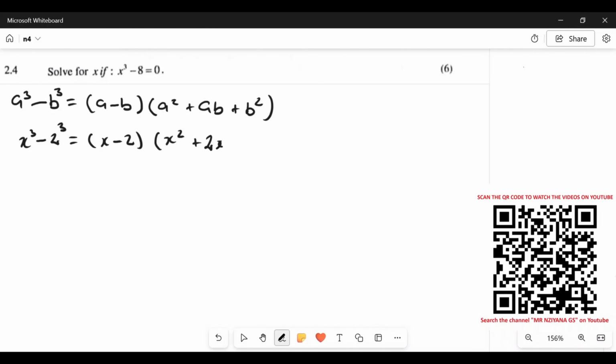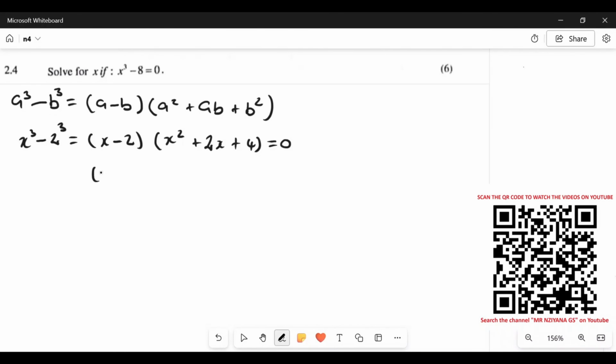So this is going to be 2x. There we go. And the last term there, we square b. In this case now, our b is 2, so 2 squared is going to give us 4. There we go. Then from there, we solve for x. Remember, this is equaling to 0. So let's solve for x.